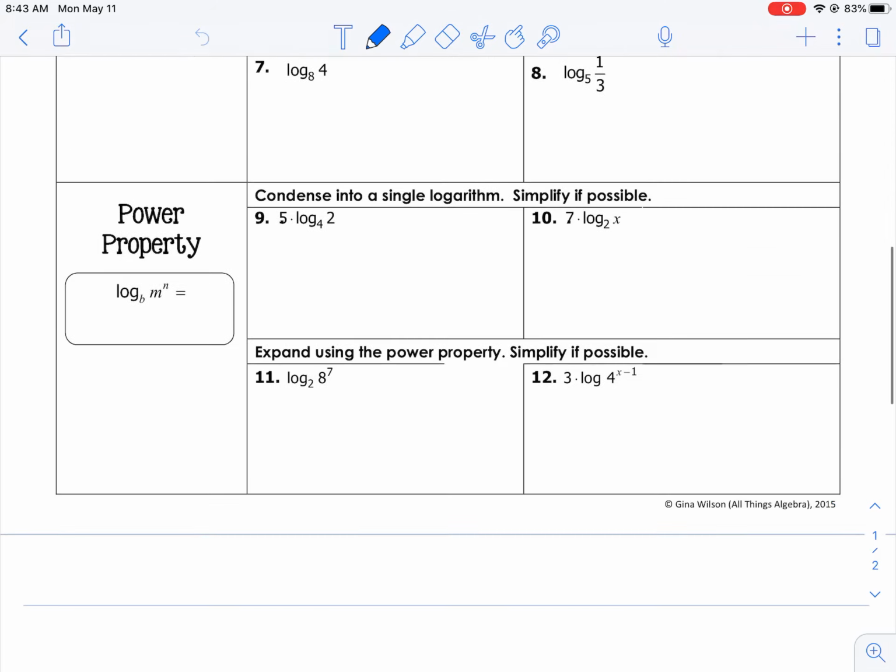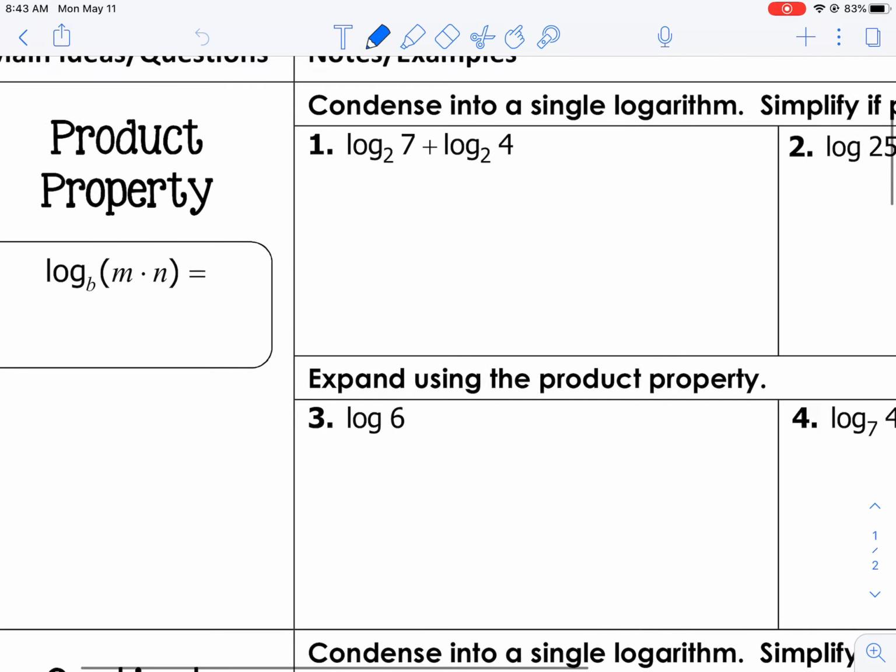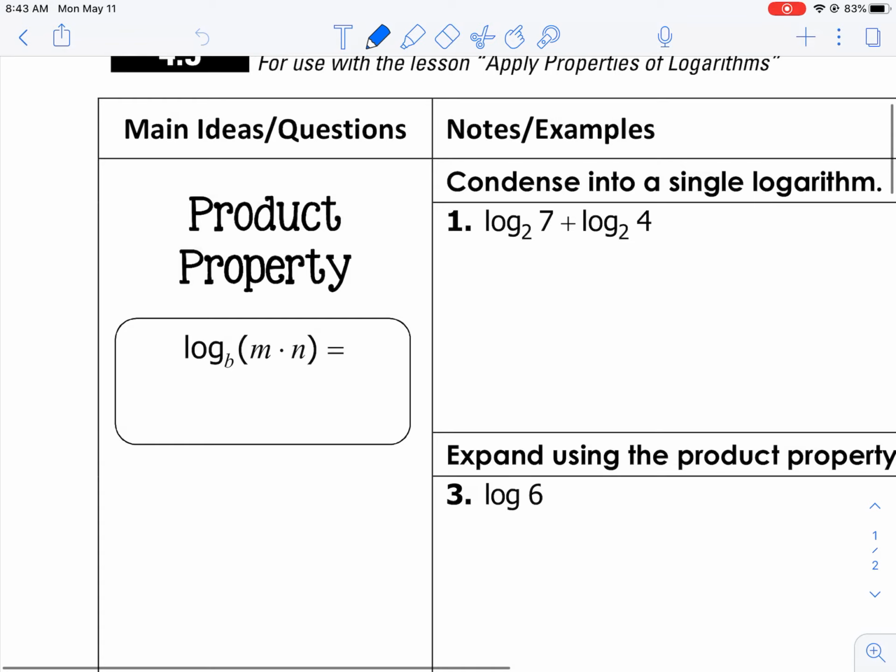So I have these worksheets. I like how they're broken up because they have these rules on the side. So I'm going to go through the rules with you and then talk a bit about the problems.